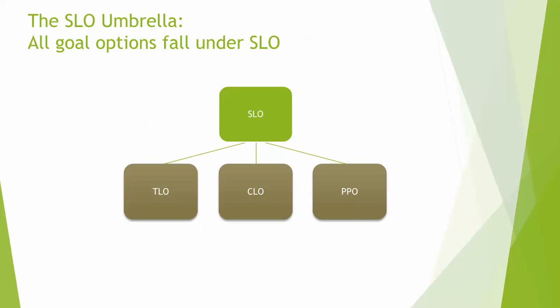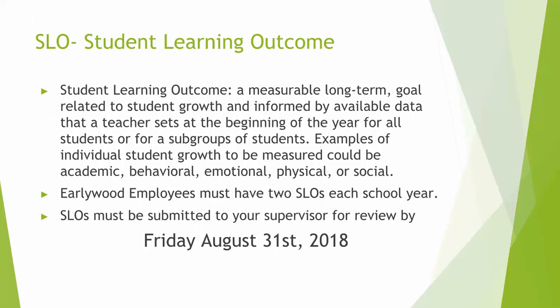SLOs at Earlywood include TLOs, CLOs, and PPOs. An SLO stands for Student Learning Outcome. All SLOs, regardless of type, are due to be reviewed this year on August 31st, 2018. So regardless of the type of SLO you're doing, you must have it reviewed by August 31st, 2018.